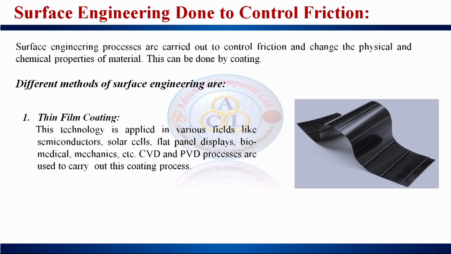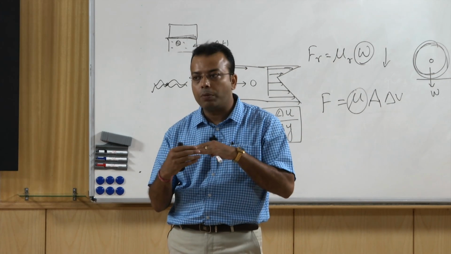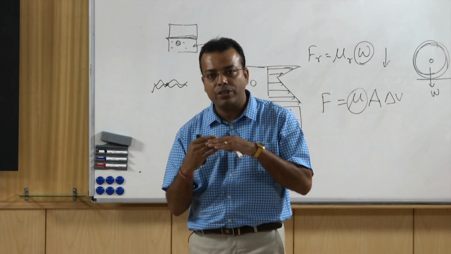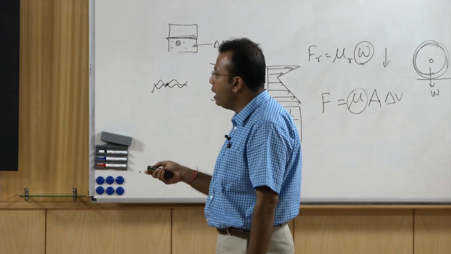So, the first one is known as coating. What are coatings? Thin film coating. Generally we make certain materials and on top of that we apply certain coatings, or maybe use certain materials which reduce the friction themselves. How are we doing this?